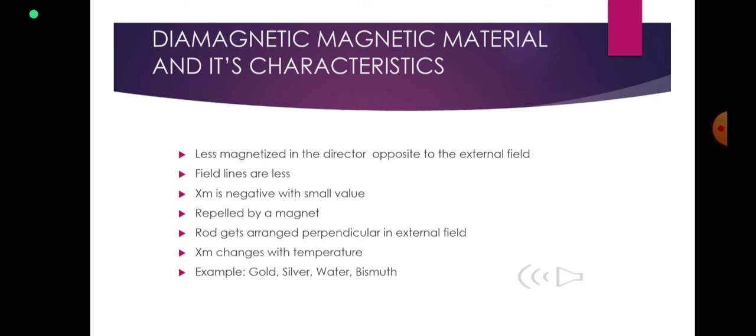When we place a rod made of diamagnetic material inside the magnetic field lines, it gets arranged perpendicular to the external field. Another one, chi-m changes with temperature. Examples of diamagnetic material are gold, silver, water and bismuth.